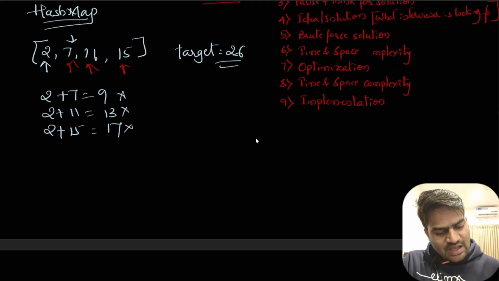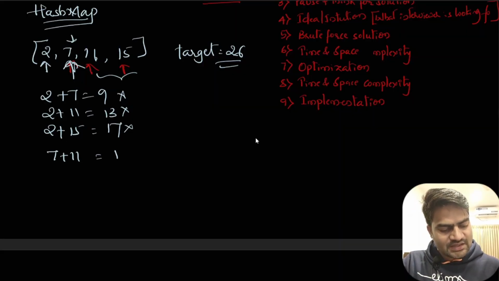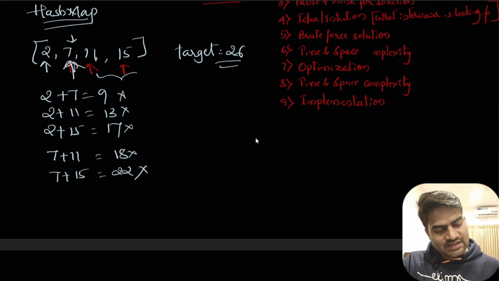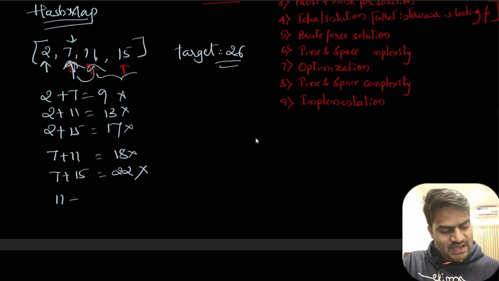Now I will move to the next number, that is 7, and iterate over the remaining numbers. 7 plus 11 gives 18, again not equivalent to target. Then 7 plus 15 is equal to 22, again not equal to target. Now let us move to the next number. Let's start with 11. Now I add 15 and I get 26.